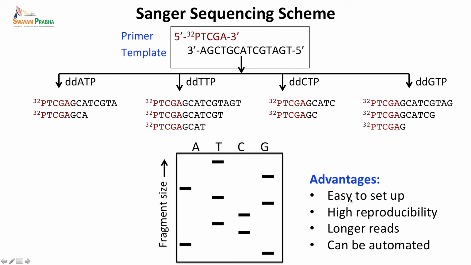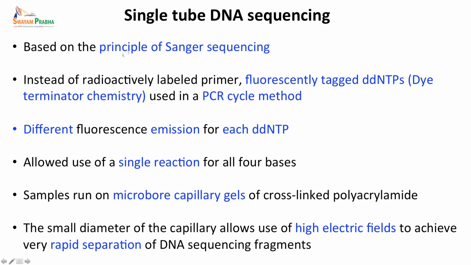So it was much easier to read. These reactions are easier to set up because all you have to do is set up these 4 parallel PCR reactions. The reproducibility of this method was very high, and it could also read much longer templates compared to the Maxam-Gilbert method. And because of the ease of this reaction, because it was based on a PCR kind of reaction, it could be automated further. So Sanger sequencing basically became the bedrock of further development in this area, and automated sequencing and high throughput sequencing, followed by next generation sequencing, all had at the heart of these developments the Sanger sequence.